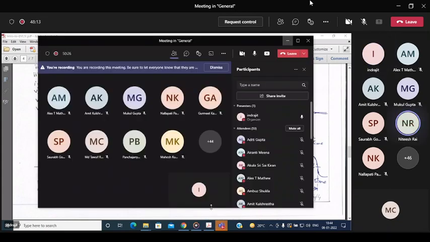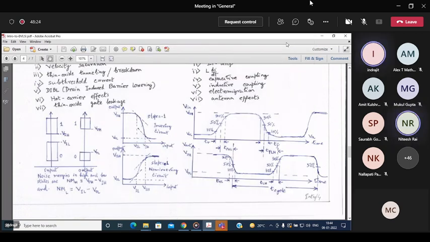Yes, Nitish. Sir, the graph that you have shown between V input and time, on the Y scale, should it be VIL, VIH, or VOL, VOH? Oh, you are pointing to the second one, adjacent to it. Yes, yes. So here we have VOH, VOL, or VIH, VIL.